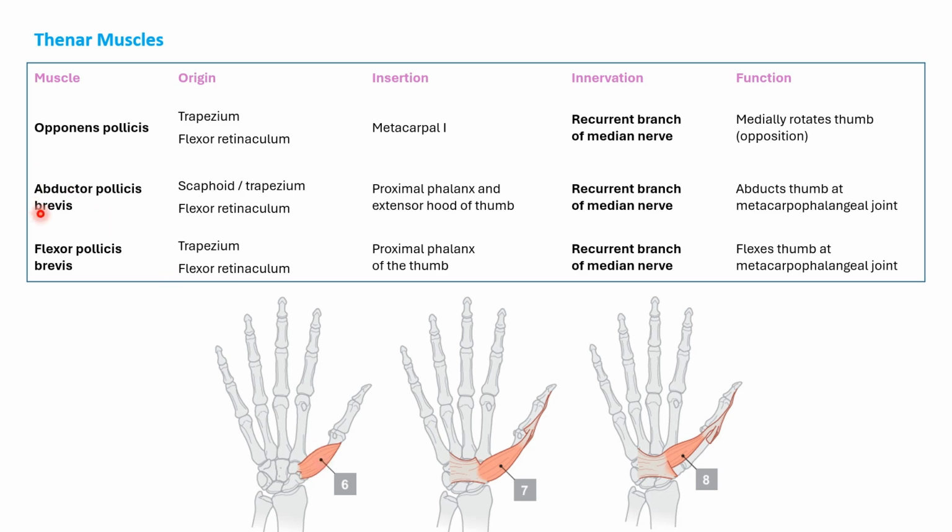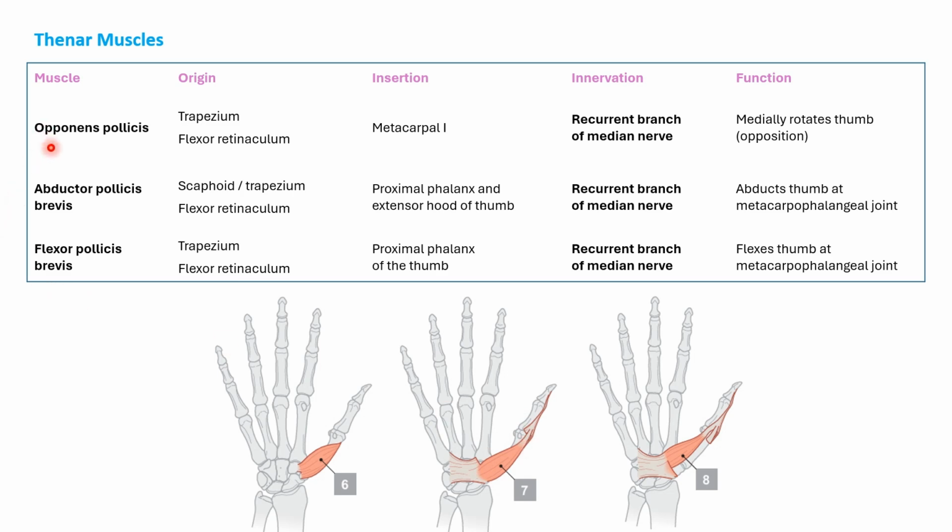Second one is abductor pollicis brevis. This one, abductor pollicis brevis. Origin from scaphoid, trapezium and flexor retinaculum and inserts to the extensor hood of thumb and proximal phalanx. Innervated by the recurrent branch of the median nerve, function is to abduct the thumb at the metacarpophalangeal joint.